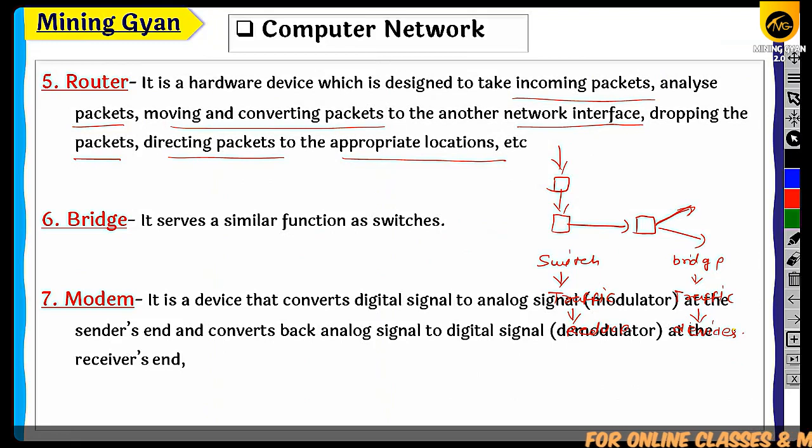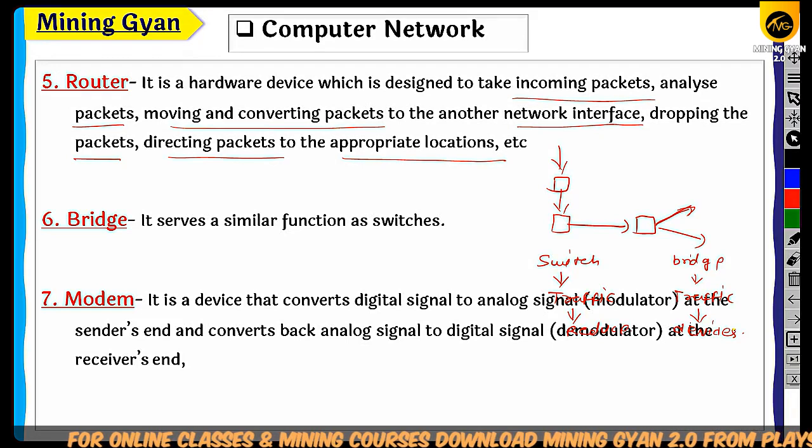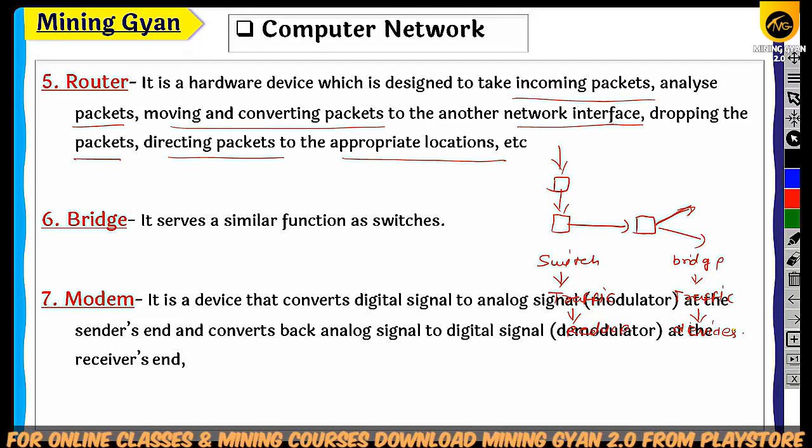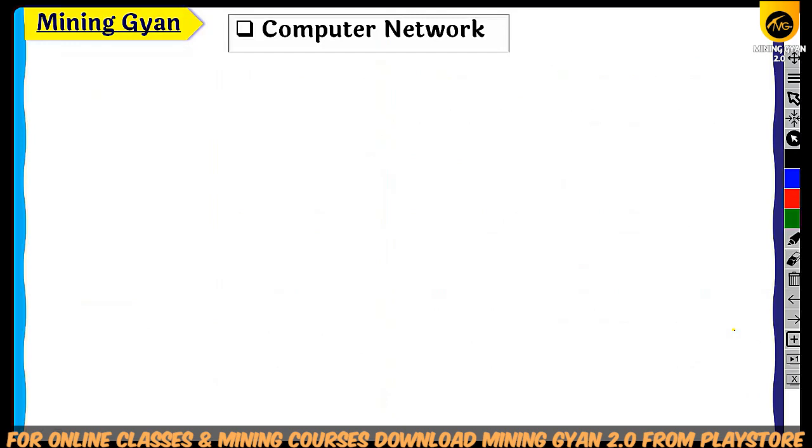Now the next one is the modem. I have already said what the modem is. Basically it is a device which can convert a digital signal to an analog signal and an analog signal to a digital signal. So a modem can work as a modulator, and it can also act as a demodulator at the receiver end. Okay, the next topic is the computer network.